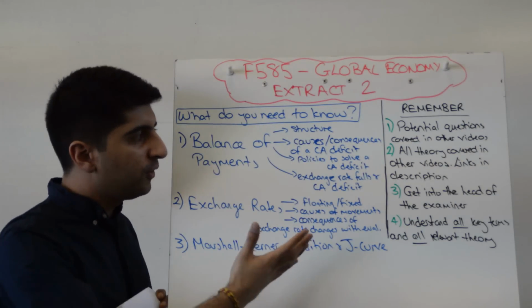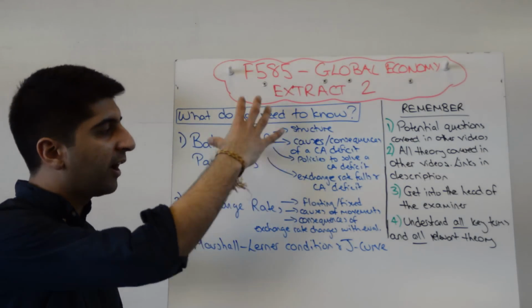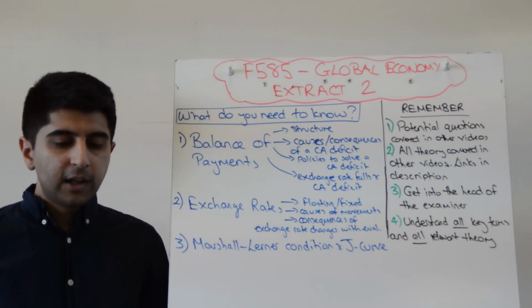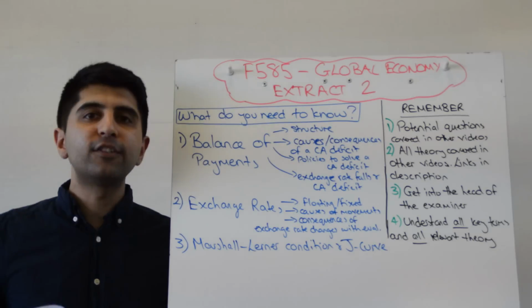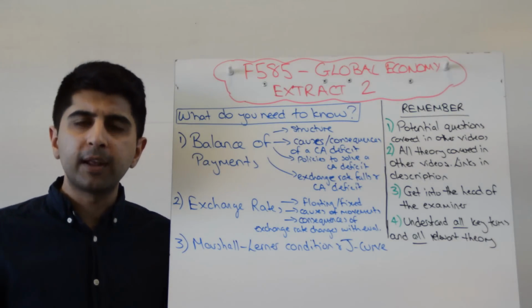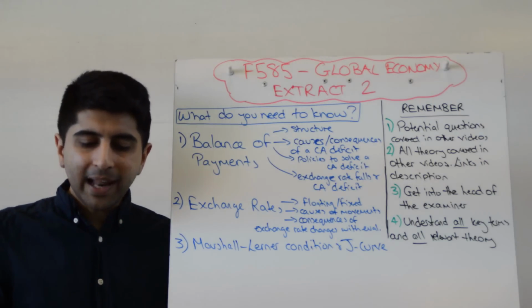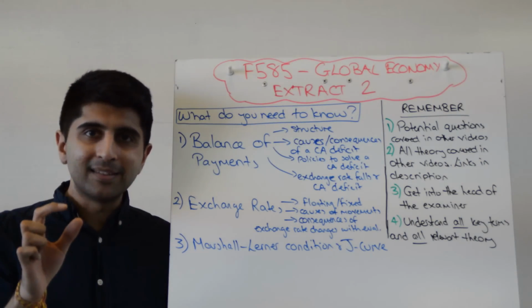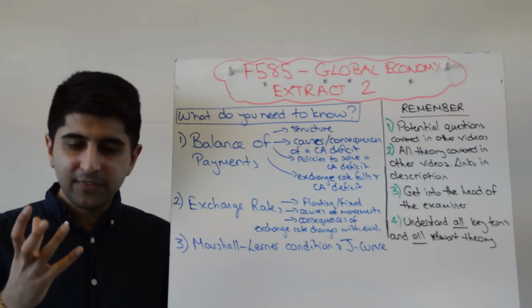Let's go through extract 2 then, and as we go through you'll see why I've picked out these key things that you need to know as we go through it. Look at the title, Globalization and Balance of Payments Imbalances. We already know globalization from extract 1, but now the focus is not on trade but on balance of payments imbalances.